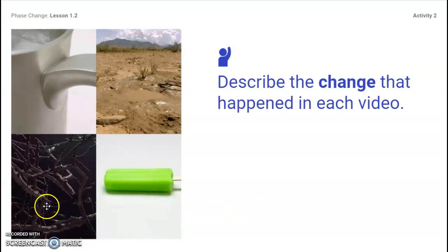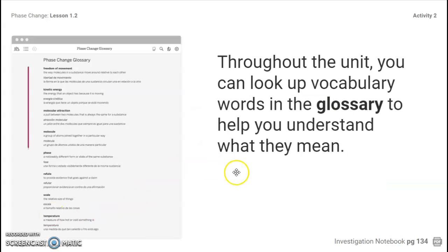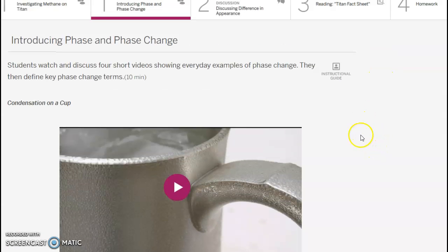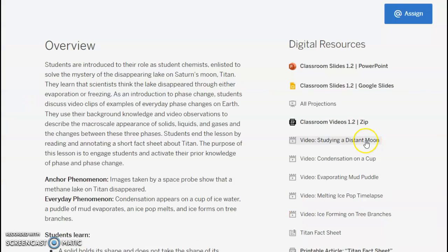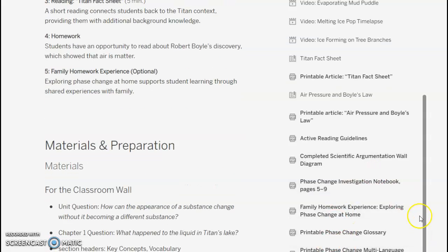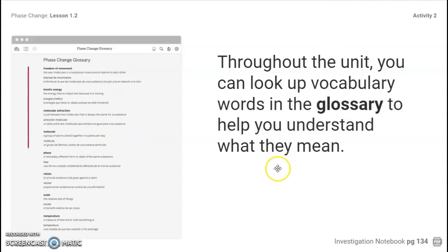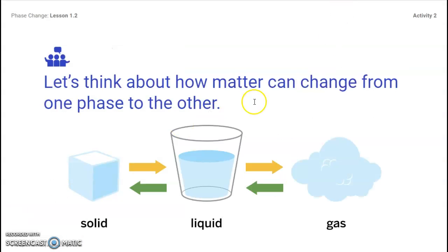So describe what happened in each of those videos. What is the change? Okay, so we've got a new vocabulary word, phase. It's a noticeably different form or state of the same substance. You also have a glossary that you can look for on Amplify. If you look on that lesson brief page and scroll all the way down to the bottom, you will see the phase change glossary. So you can look up those words as you go.